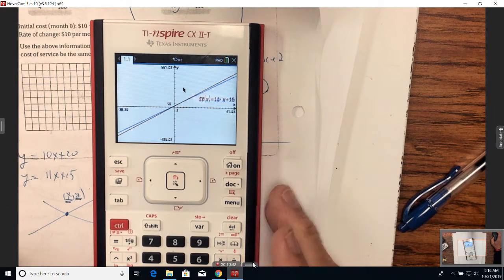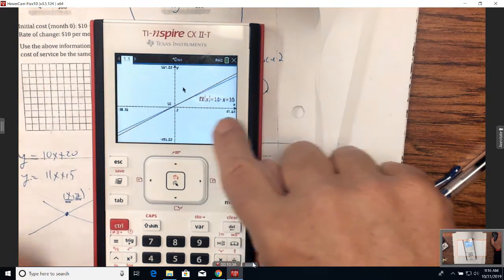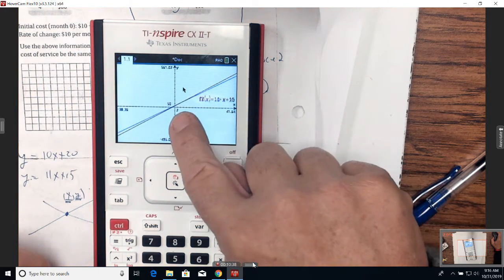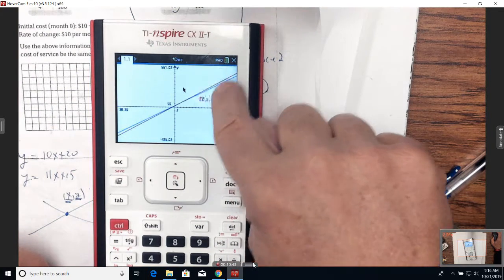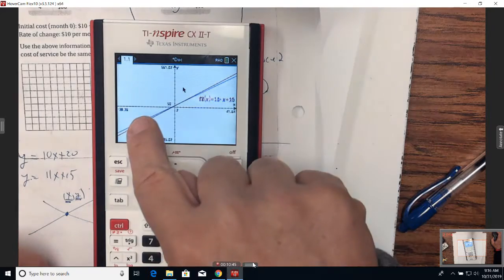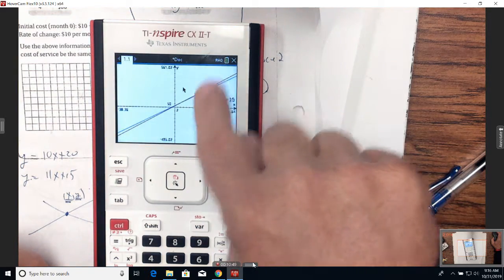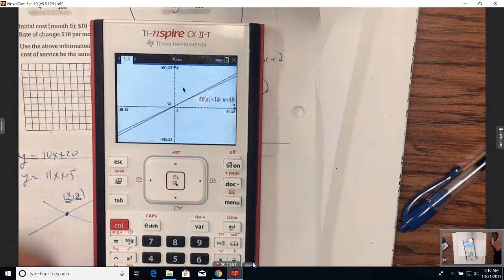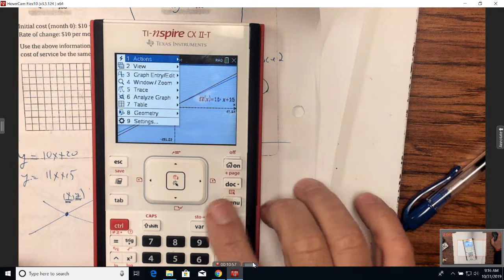Why? Because I can't have negative cost, right? And I'm not going to have negative time. So really, if I'm graphing this, I'm only graphing in quadrant 1. This is quadrant 1. This is quadrant 2. This is quadrant 3. This is quadrant 4. I would only be graphing the positive time and positive costs. So if I wanted to mess with that a little bit more, I could. Let's just go ahead and change our window so we can get used to that.